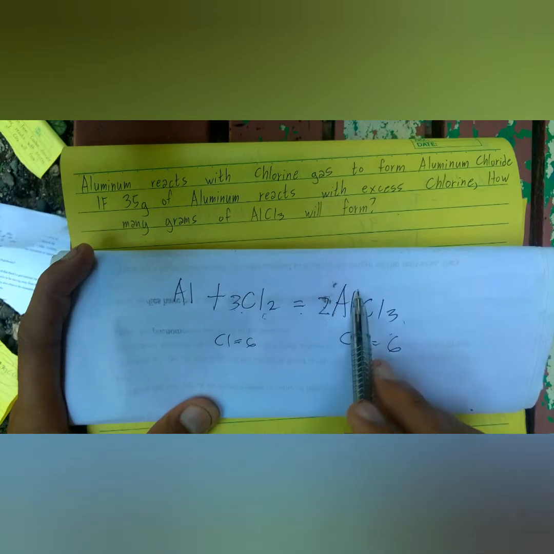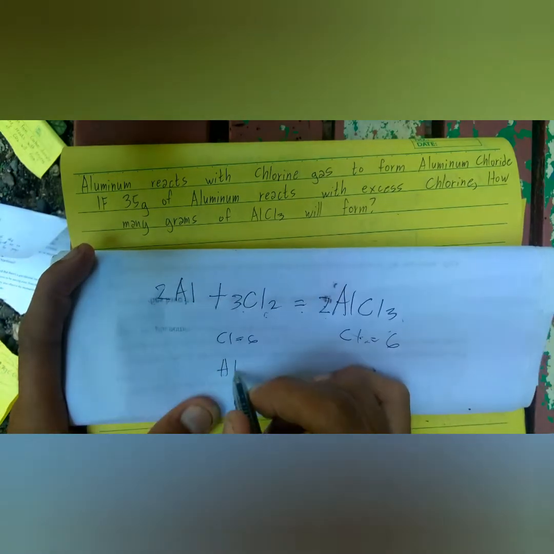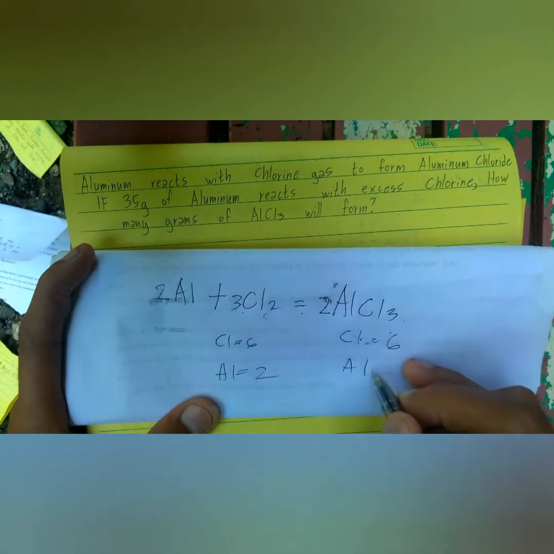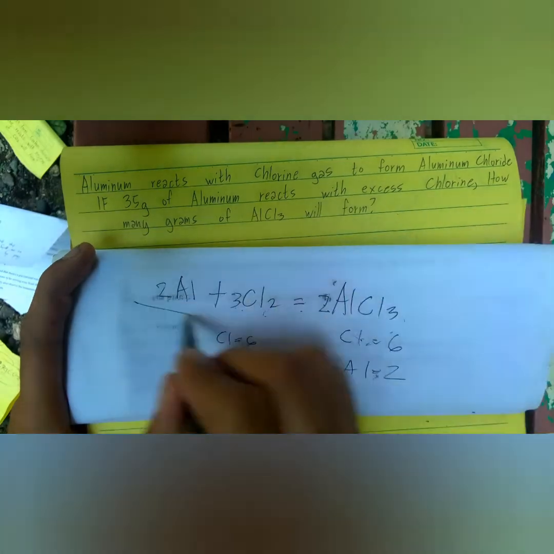But on this side, the aluminum atom has become 2. So we're going to put 2 on this side. So aluminum atom has 2, aluminum atom has 2. And now we have a balanced chemical equation. So now that we have a balanced chemical equation, we can solve the problem.